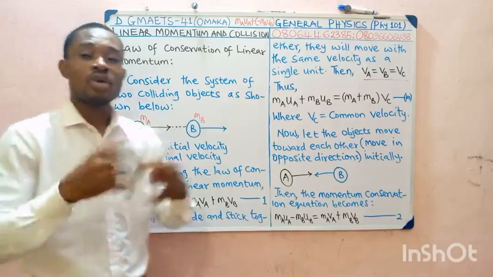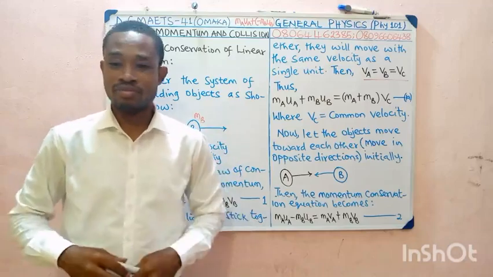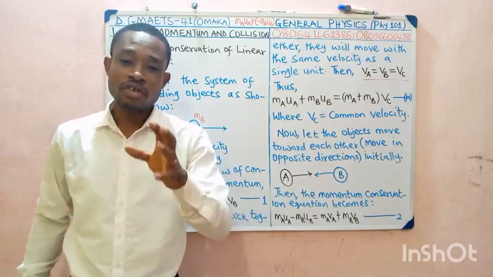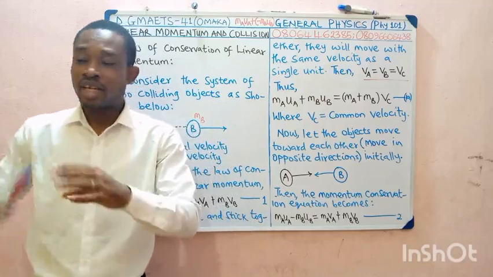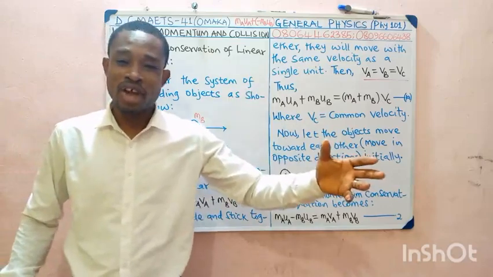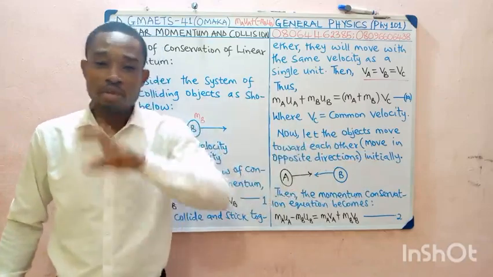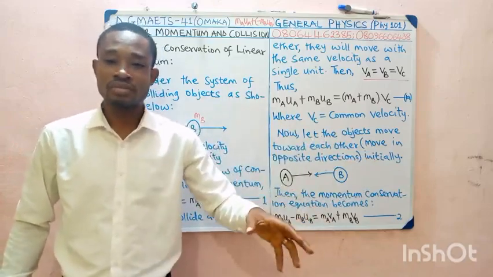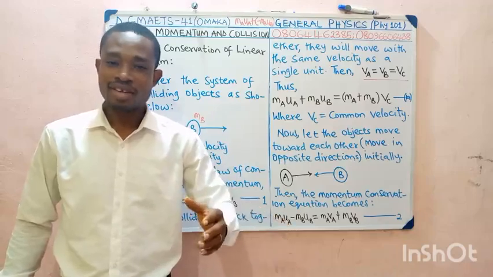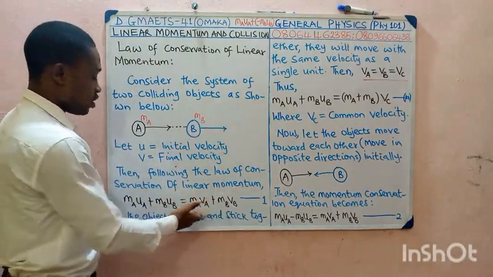Now, after colliding, they will have final momentum. According to the law of conservation of linear momentum, remember that the sum of initial momentum is equal to the sum of final momentum. That is the same as saying that the total momentum is constant. Is that okay? Now, on the basis of that, we have this equation here on the board.